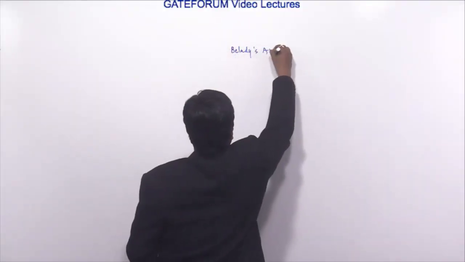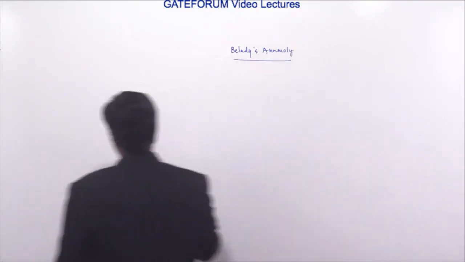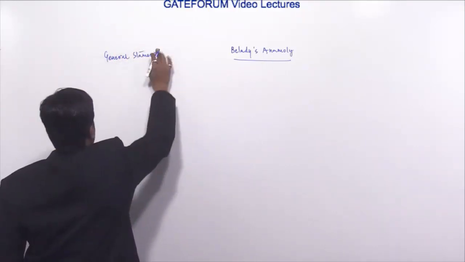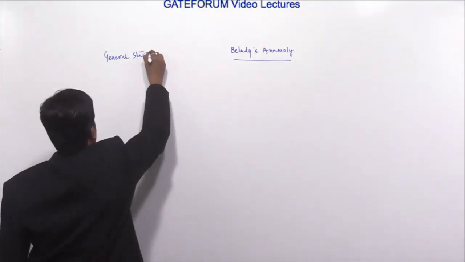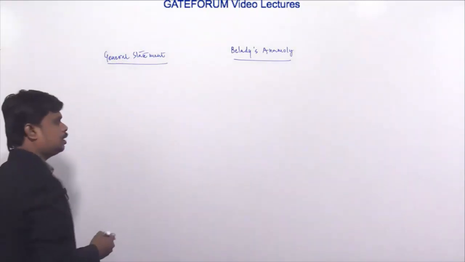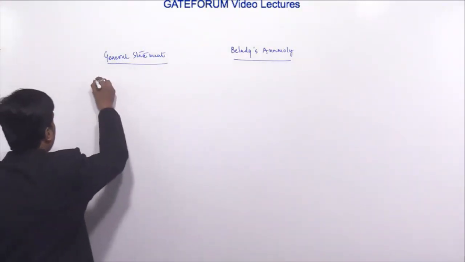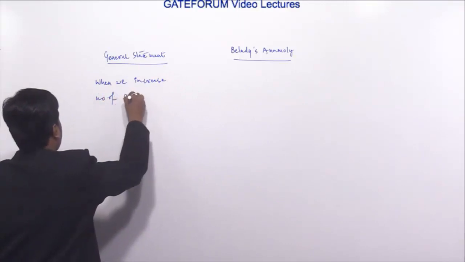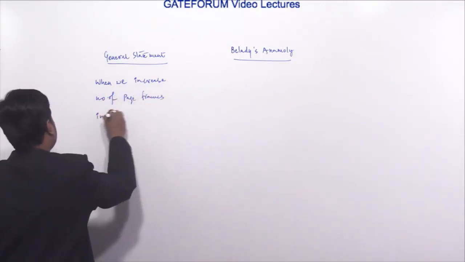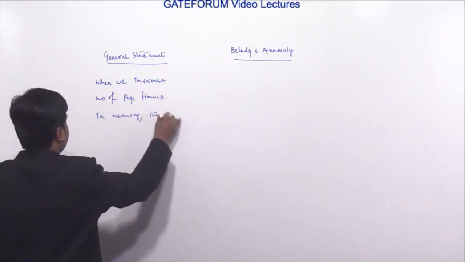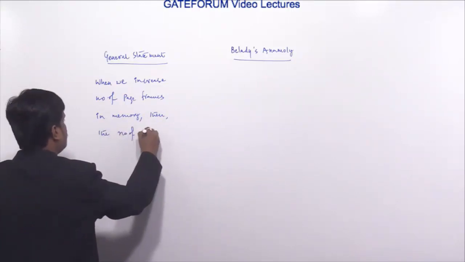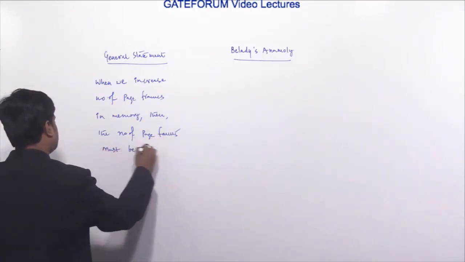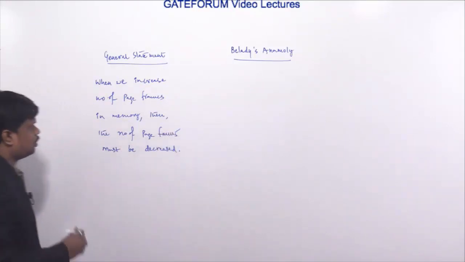So what is the meaning of Belady's anomaly? Let's first consider a general statement with respect to page replacement algorithms. Whenever the number of page frames in memory is increased, the number of page faults must decrease. This is the general statement.